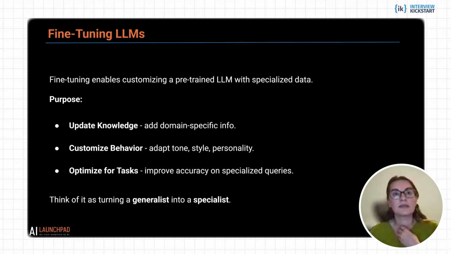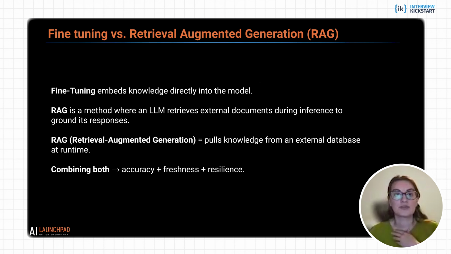So you can really think of fine tuning a model as turning it from a generalist, because these are large language models that are trained on large amounts of data, into a specialist. So that is the purpose of fine tuning. We talked about fine tuning really embedding knowledge directly into the model.